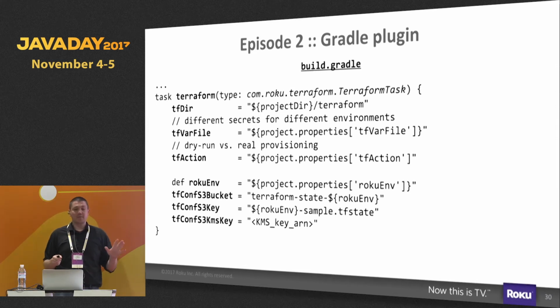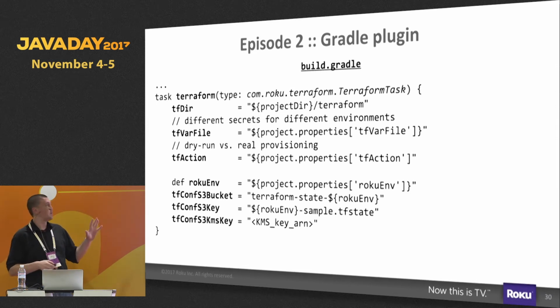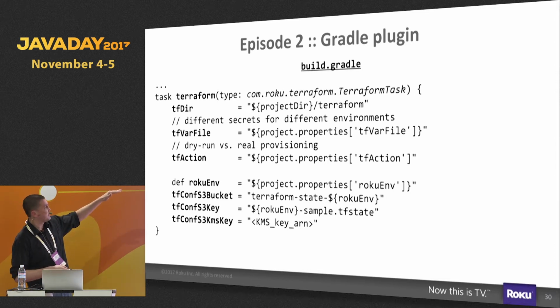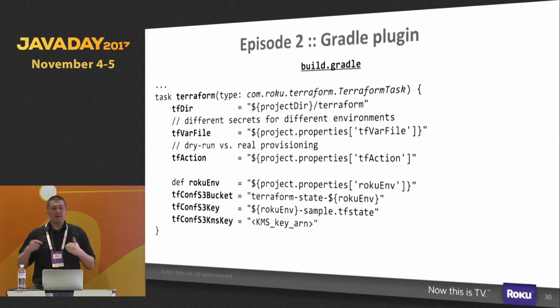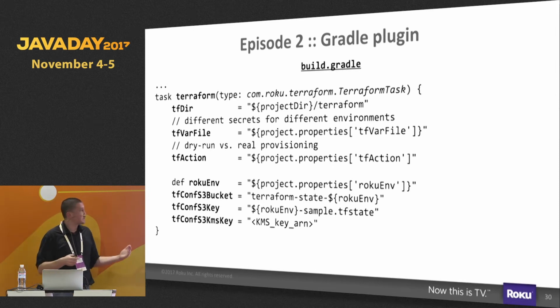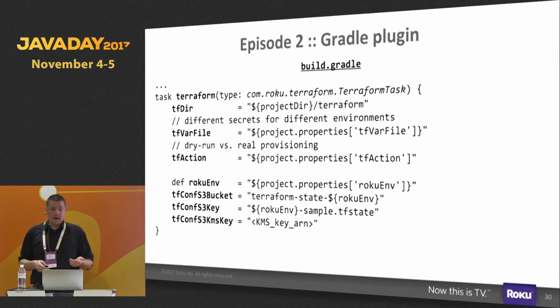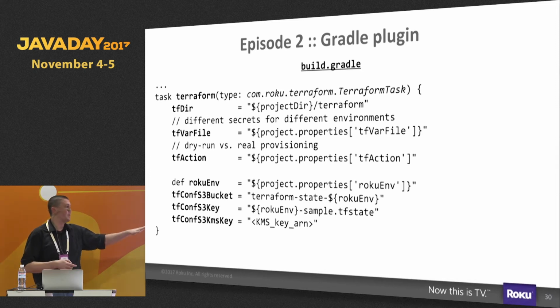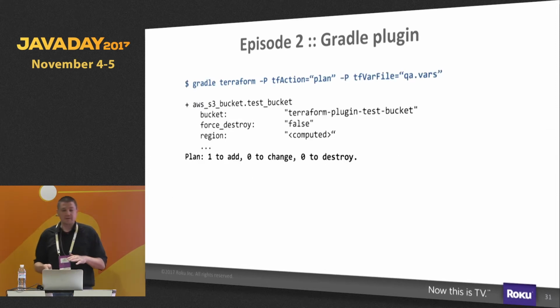The plugin provides a Terraform task type, which you can configure to reflect your project needs. So here we have a directory with our Terraform scripts. We have a file with environment-specific configuration, so you can provide values for your Terraform variables. We have the action, plan or apply, which we can read from the command line. And finally, we have our remote state configuration saying, OK, we want to use this S3 bucket, this S3 key, and a KMS key to encrypt this stuff.